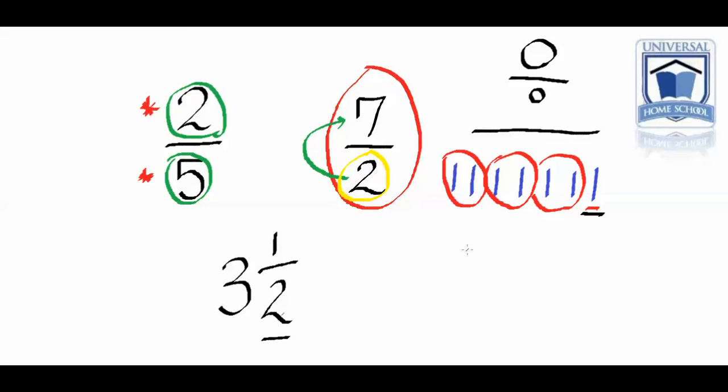Hopefully you understand it now. If you don't, watch the video again. I might have another video explaining this maybe in a slightly different way. But practice the worksheets now and see if you understand them. It is pretty simple, changing an improper fraction to a mixed number and vice versa.